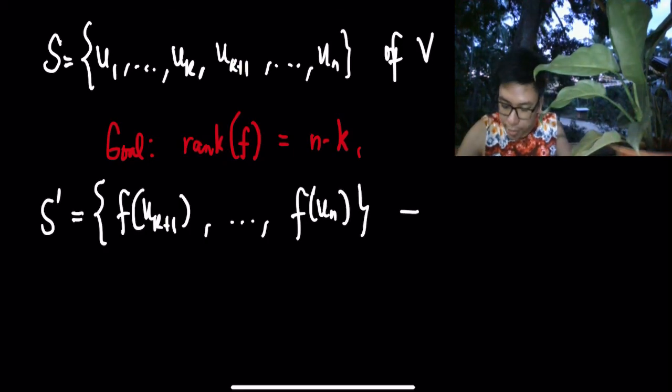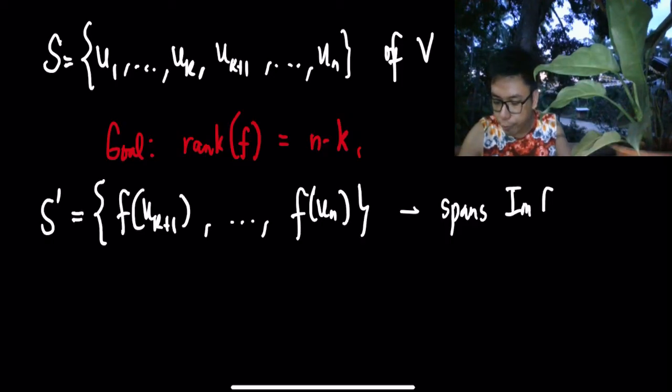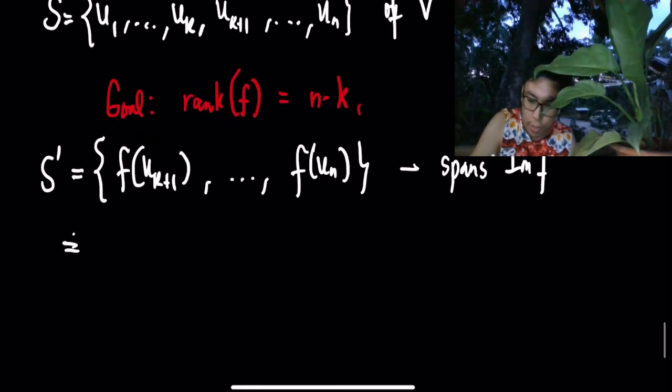And we will show that this S prime spans the image of F. Because if that spans the image of F, and this is a linearly independent set of vectors, then this is also a basis for the image of F.